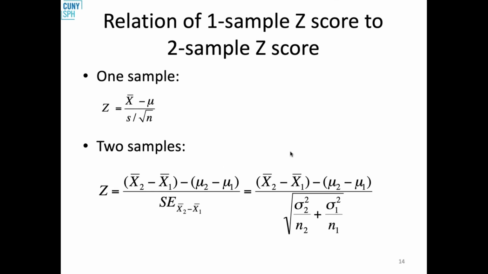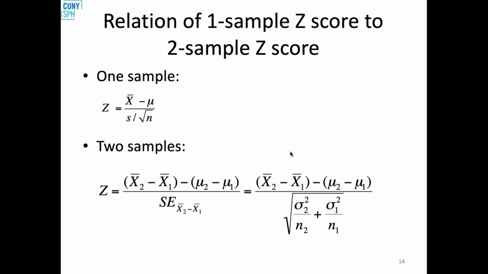Okay, so a one sample z-score and a two sample z-score. What's the difference here? Well, the one sample z-score is pretty simple. Difference of the two means over the standard deviation over the square root of n. That's our standard error on the bottom. That gives us the number of standard errors apart the two means are, or in other words, the number of z-scores they are apart. Same thing.